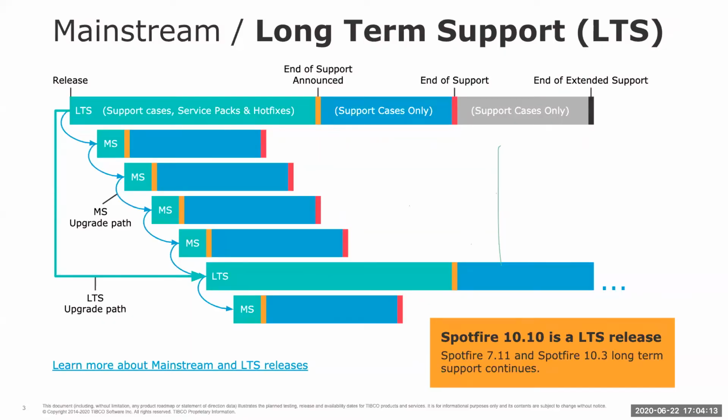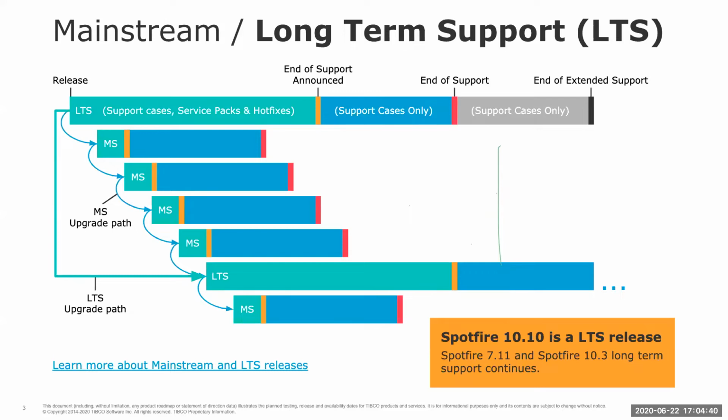Spotfire 10.10 is a LTS release, which stands for long-term support release. LTS releases are less frequent than mainstream releases. They are released approximately every 12 to 18 months, and they are supported with hotfixes and service packs for at least 1 year after the next LTS release is made available.